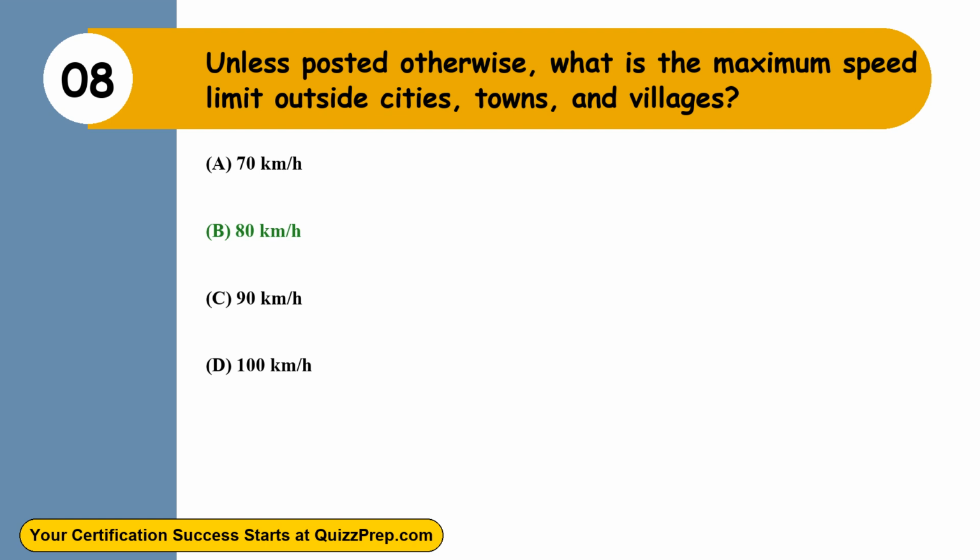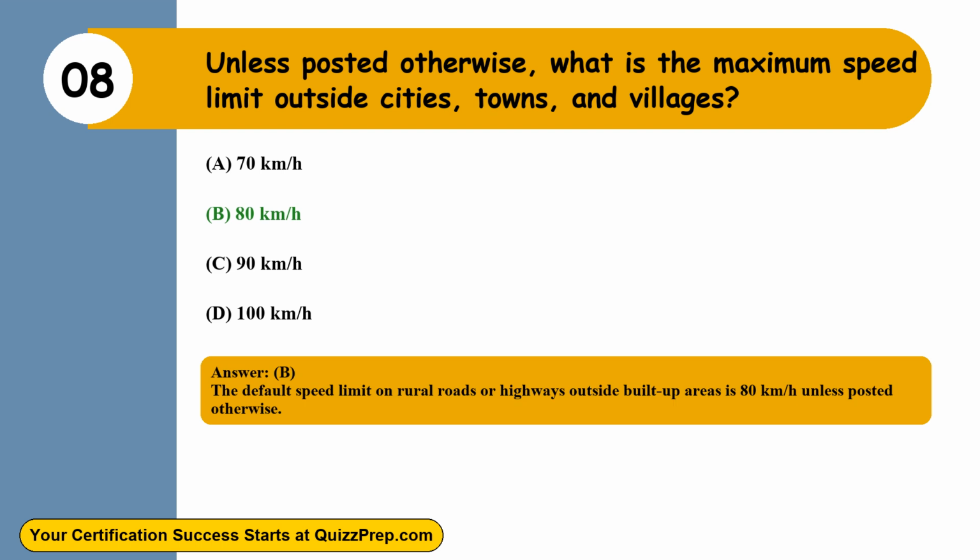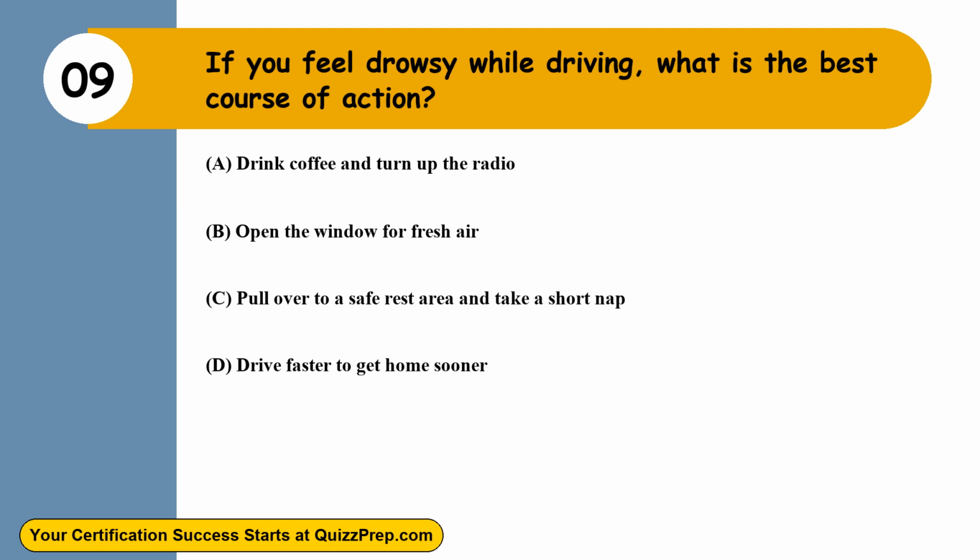The correct answer is option B, 80 km/h. The default speed limit on rural roads or highways outside built-up areas is 80 km/h unless posted otherwise. Question 9. If you feel drowsy while driving, what is the best course of action?